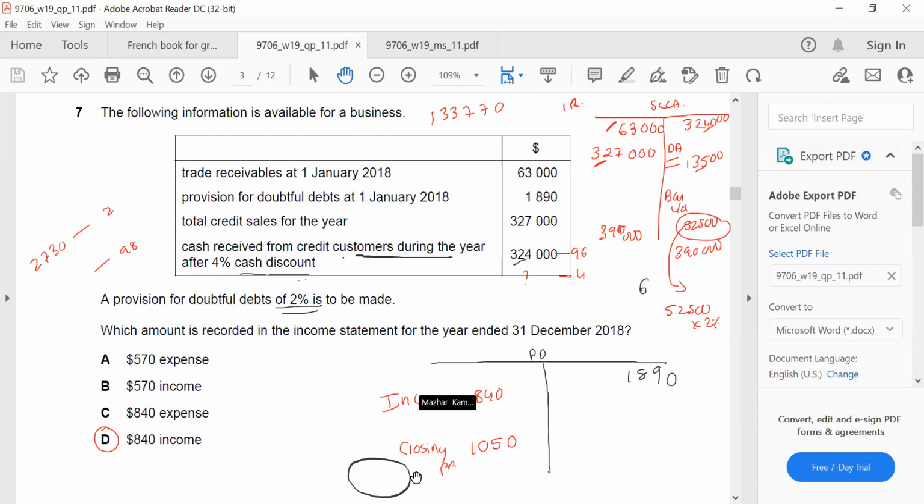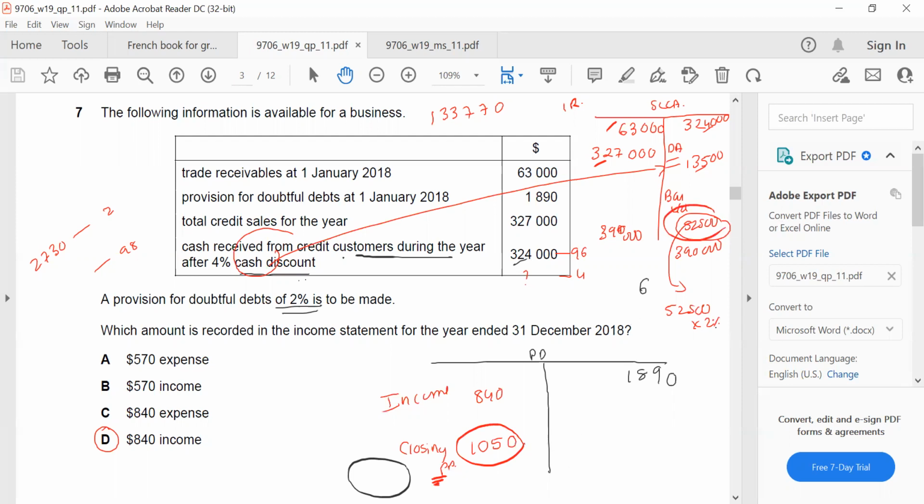It has something to do with the discount allowed. So when you were finding your closing trade receivables, you forgot to take your discount allowed. That is why this entire issue arose. So you got wrong closing trade receivables, so wrong PDD. So how did you get discount allowed 13,500?